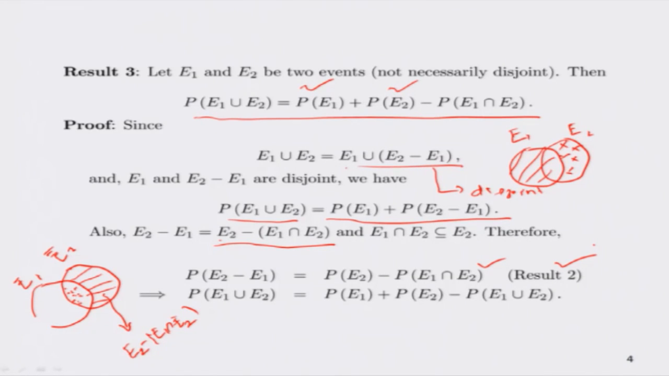And that is what was happening over here. Probability of E2 minus E1 is the same as this, but this quantity is contained in this. So its probability would be the same as probability of E2 minus probability of E1 intersection E2. Now if I put this over here, I get P of E1 union E2 as P of E1 plus this quantity, which becomes P of E2 minus P of E1 intersection E2. So you get P of E1 union E2 as the same as P of E1 plus P of E2 minus P of E1 intersection E2. So that is what this result says.